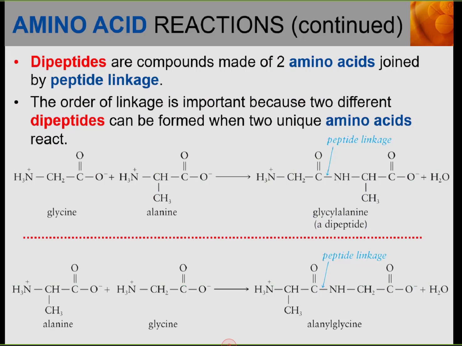So if you examine the two dipeptides, one up top, on the carbon with the two hydrogens on it, there's an amino group. The bottom dipeptide, the amino group is on a carbon with a methyl group on it. Looking at the top dipeptide, the carboxylic group is on a carbon with a methyl group, whereas the bottom one, the carboxylic group is on a carbon with two hydrogens on it. So it's important which end of the amino acid reacts to form the dipeptides.